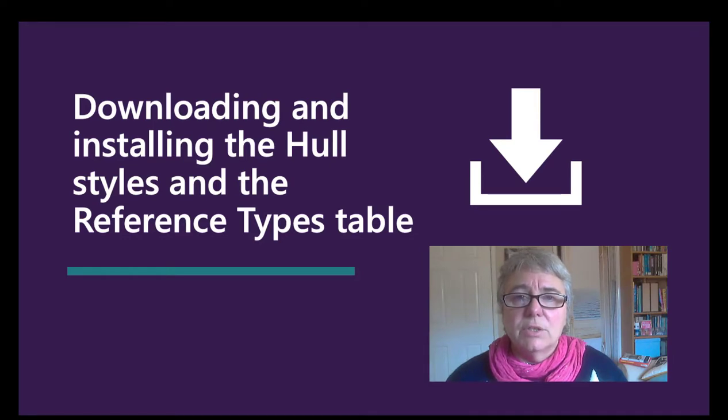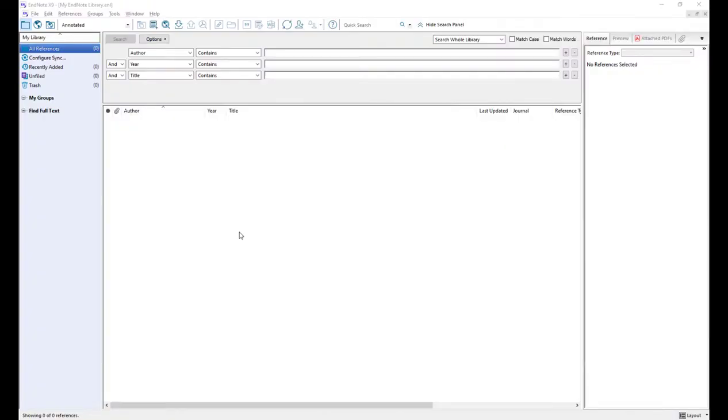If you're using Oscola, you will need to download the style from the Oscola page on the Referencing Your Work Skills Guide, but you won't need the reference types table. Again, you'll need to select that as I'm going to show you at the end of this section. The default style, when you first open EndNote, is one called Annotated.